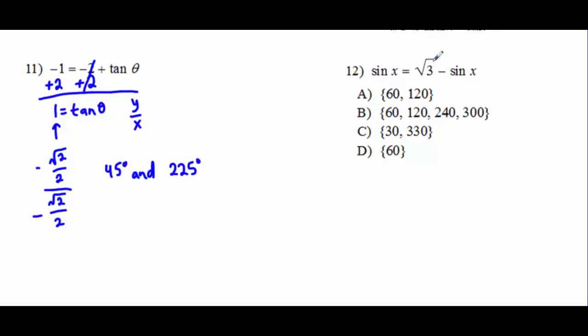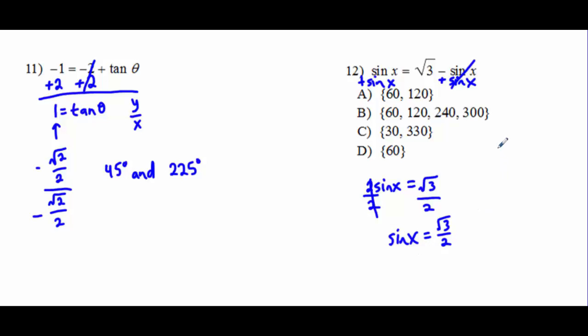On number 12, I have more than one sine x, but neither of them are squared. They're both just regular sine x, which means I can add this sine x over to the other side to get them to be together. So I add sine x over, and sine x plus sine x gives me 2 sine x. You might have thought that gave you sine squared x, but no, if I have one sine x plus another sine x, there's 2 sine x's. And that equals square root of 3, so I just need to divide both sides by 2. And I get that sine x equals square root of 3 over 2. So I look at my unit circle, sine is my y value, so y is positive square root of 3 over 2 at 60 degrees, as well as at 120 degrees. So that means my answer is A.